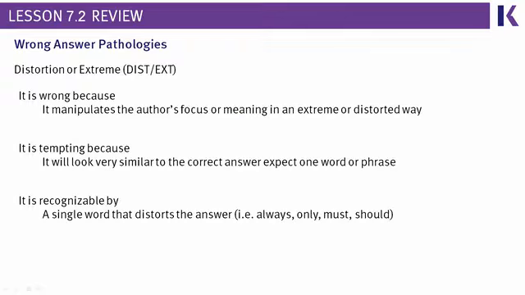And then finally, there's the distortion or extreme. It takes something that the author does have an opinion on, that the author does mention, but takes it too far or in a different direction. And one of the most common ways it takes it is by taking a moderate opinion of the author and making it too extreme. So look out for those in particular.